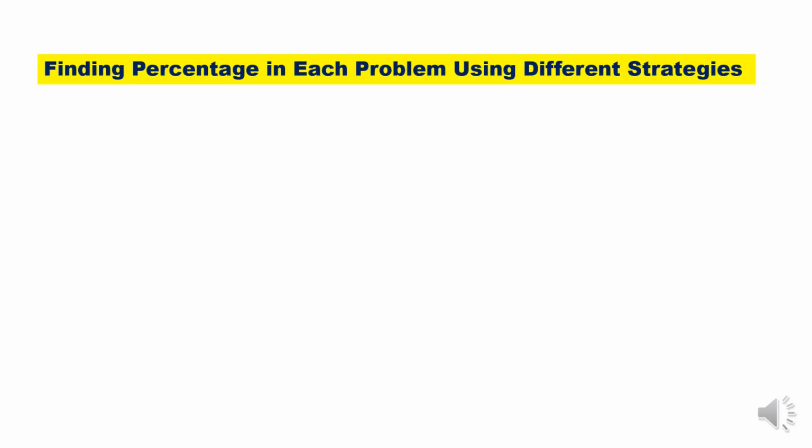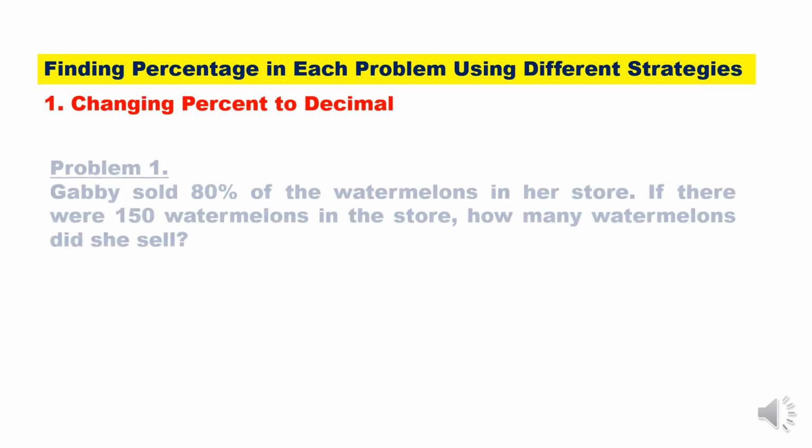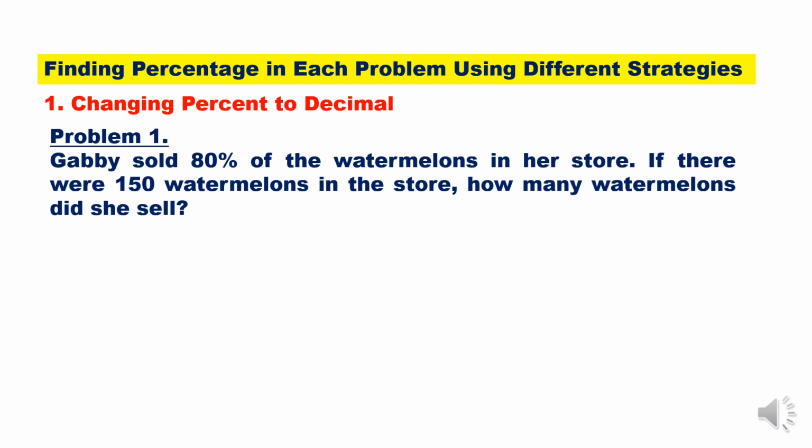Finding percentage in each problem using different strategies. Number 1. Changing percent to decimal. Problem 1. Gabi sold 80% of the watermelons in her store. If there were 150 watermelons in the store, how many watermelons did she sell?